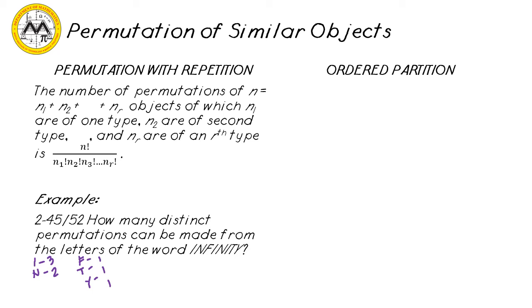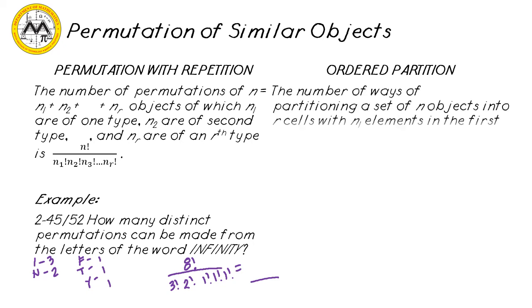So all in all, we have 5, 6, 7, 8. So I think there are 8 items. And if you're going to arrange infinity, there would be 8 factorial ways. But there is a repetition of I, so that would be 3 factorial ways. For N, 2 factorial ways. And the rest, 1. So this would be for the arrangements of the word infinity.